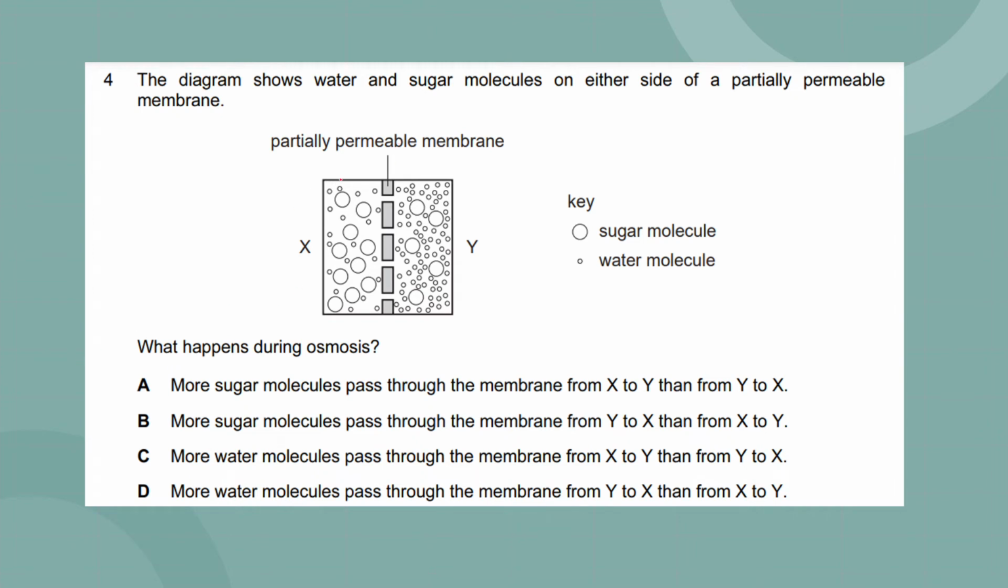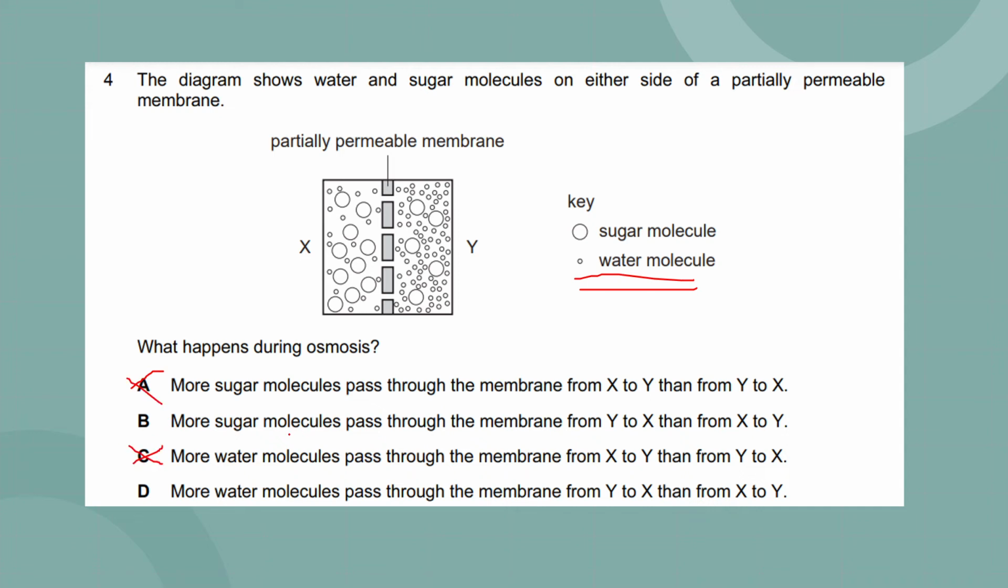What happens during osmosis? As you can see, there are sugar molecules which are larger than water molecules. Partially permeable membranes only allow smaller particles, and as you can see over here, water molecules are smaller. So water molecules will pass through the membrane from Y to X. So that rules out this option and this option.